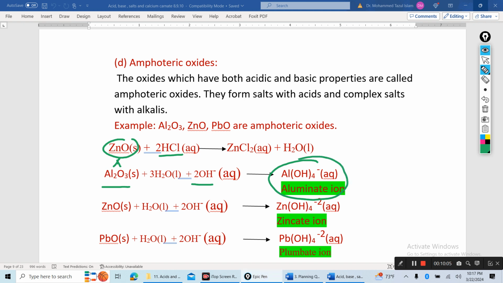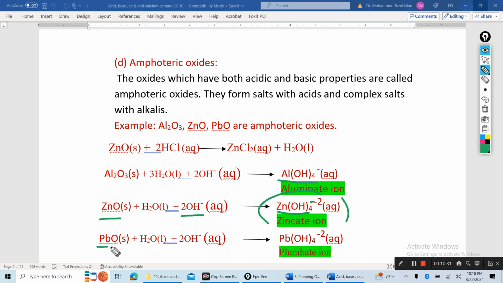Aluminum oxide reacts with hydroxide and water to give Al(OH)4 minus. This is a complex salt, complex ion, aluminate ion. Zinc oxide reacts with alkali to form the zincate ion, Zn(OH)4 2 minus. This is a complex ion. And lead 2 oxide is also an amphoteric oxide. Here they react with alkali to produce plumbate ion, Pb(OH)4 2 minus.